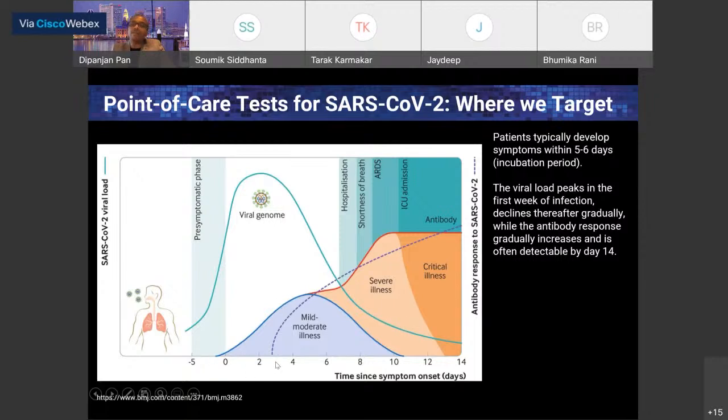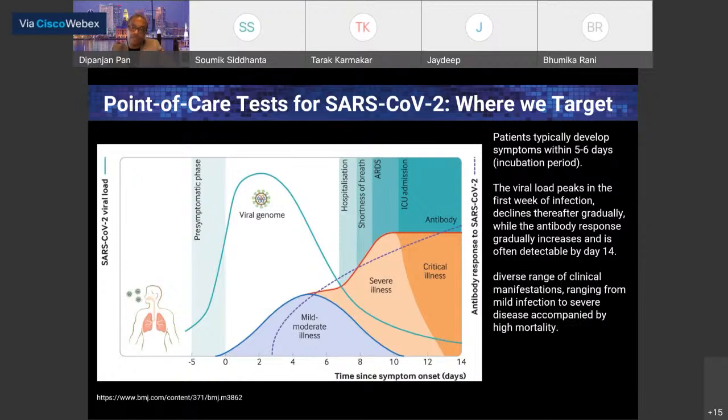And if you consider an antibody as the target for your point of care test, the antibody response gradually increases from the first week and is often detectable somewhere around day 14. So until we hit the second week post-infection, our chance of detecting the virus is almost none. The two things we're looking at are, one, directly detecting the virus, and the second, detecting the effect of the virus on the body. Because the virus is a foreign entity, the body will generate antibody, and that can be detected. But that antibody detection is too late. It's 2 weeks from the day of the infection.